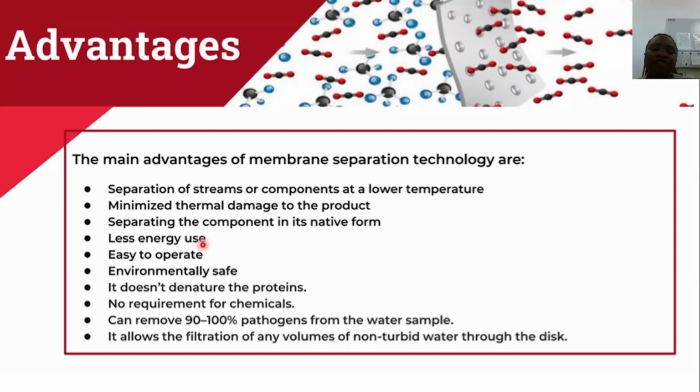Less energy is used, just pressure and sometimes electricity. They are easy to operate, environmentally safe, and do not denature things like proteins that are very critical, even with shear force. There is no requirement for chemicals, and they can remove 90 to 100% of the pathogens in a water sample. That means this kind of filtration process can actually give you clean drinking water. It also allows the filtration of any volume of non-turbid water.